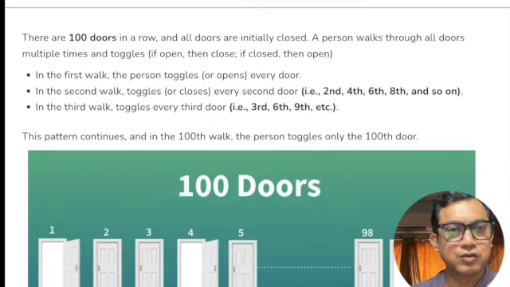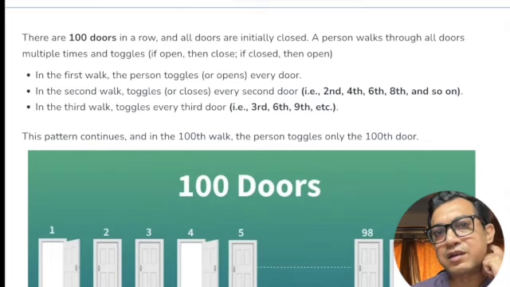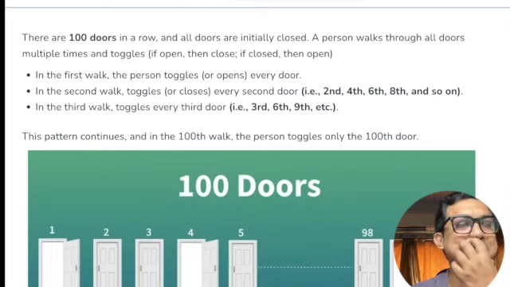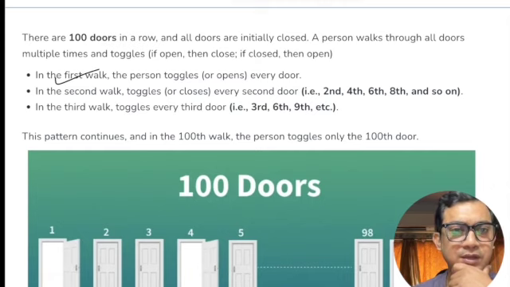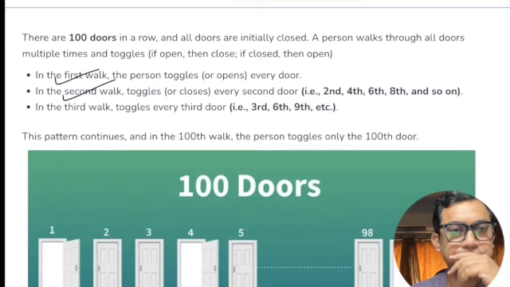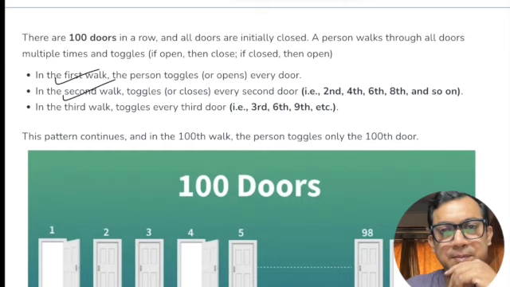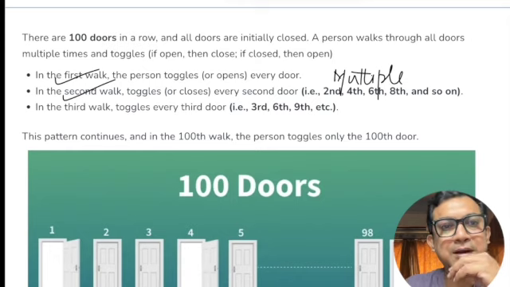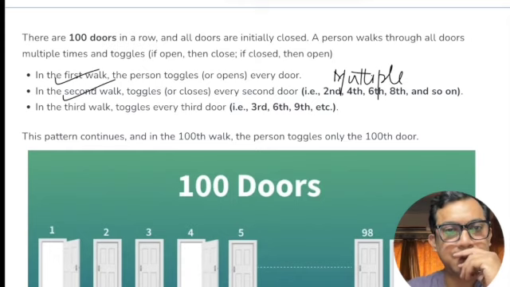Okay. So there are 100 doors. All doors are initially closed. A person walks through all the doors multiple times and toggles. Toggle means if it is open, you close it, and if it is closed, you open it. The first person will go to every door. The second will go to 2 and then 4. That means a person visits a door which is a multiple of his number. So 1 will go to all doors, 2 will go to the multiples of 2, 3 will go to the multiples of 3.